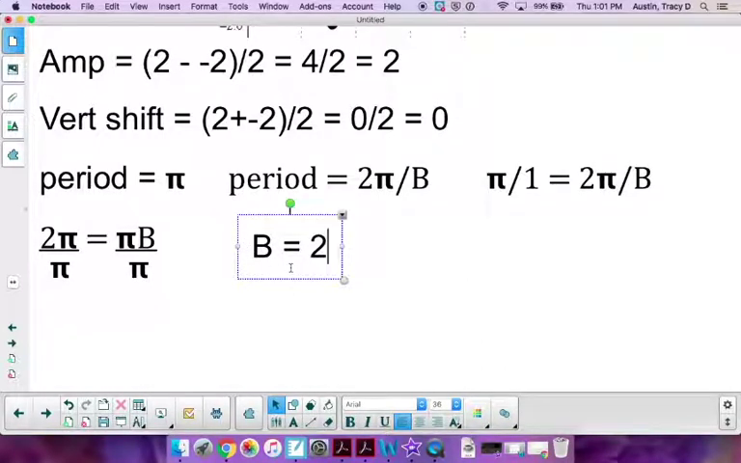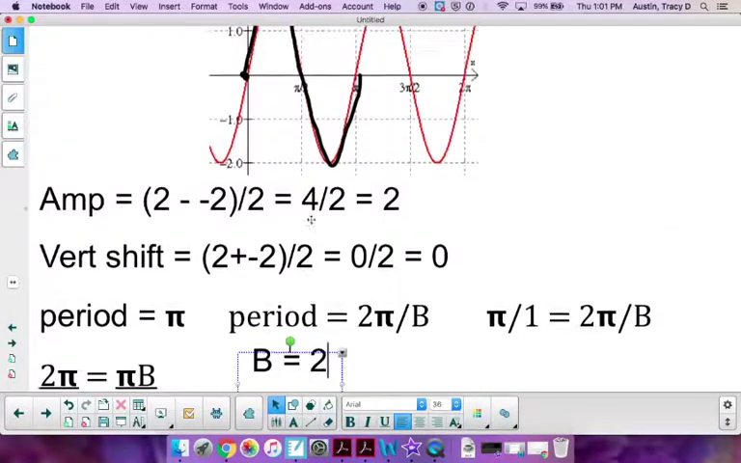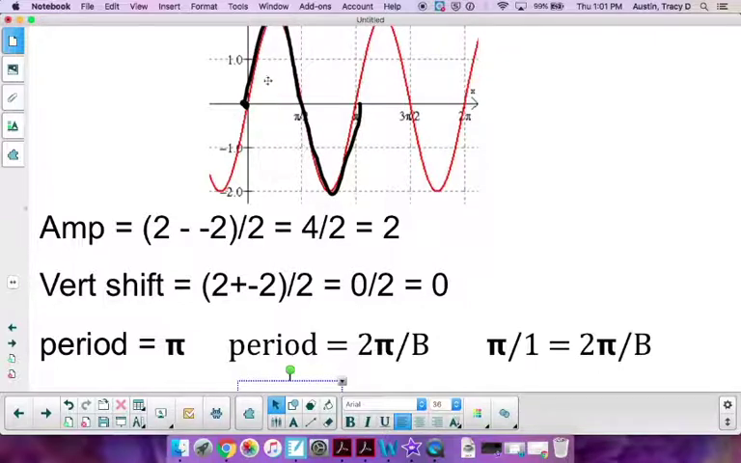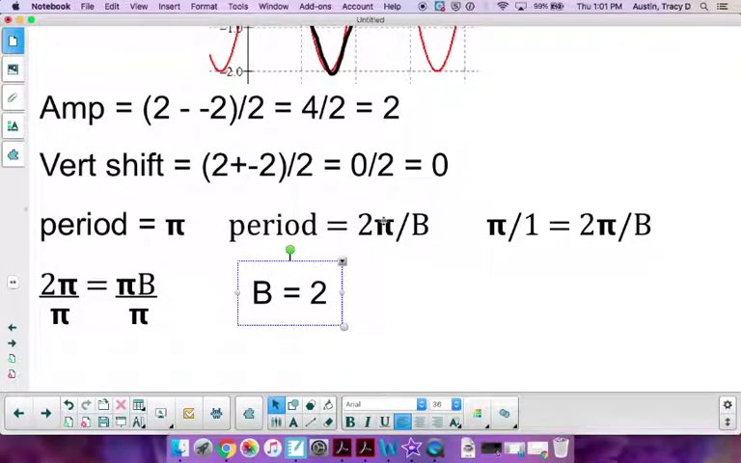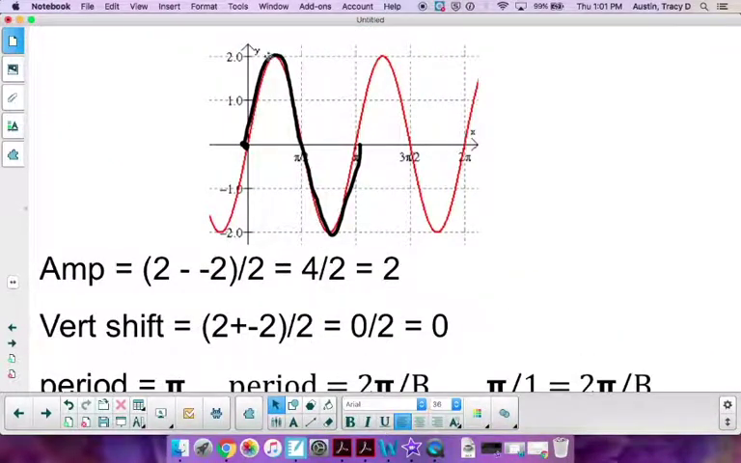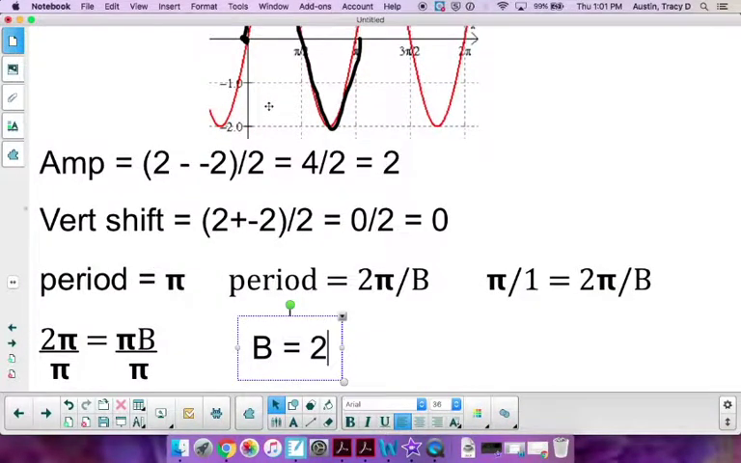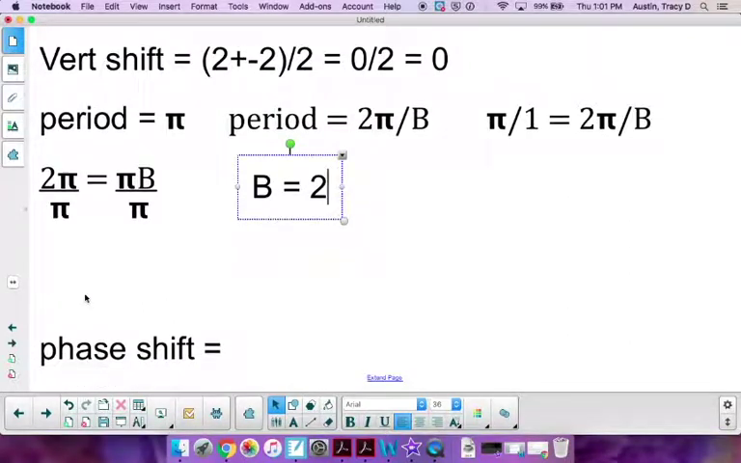And that makes sense because if the period is 2 pi divided by whatever b is, it kind of shortens it or lengthens the period. So 2 pi divided by 2 is pi, which is how long the graph takes to make one full curve. Okay, phase shift.